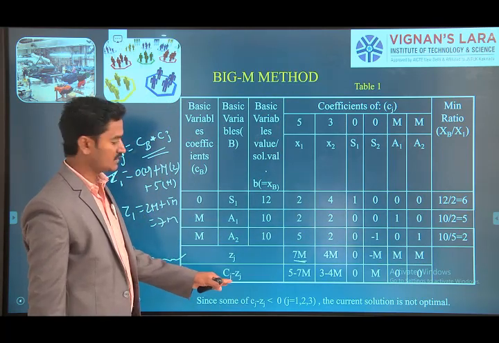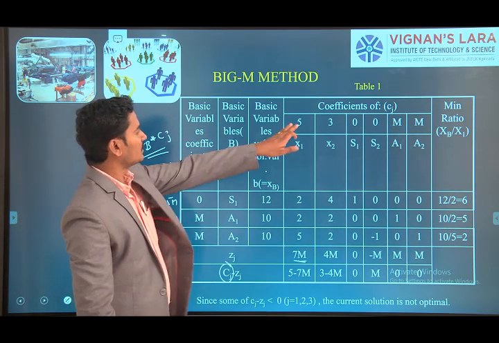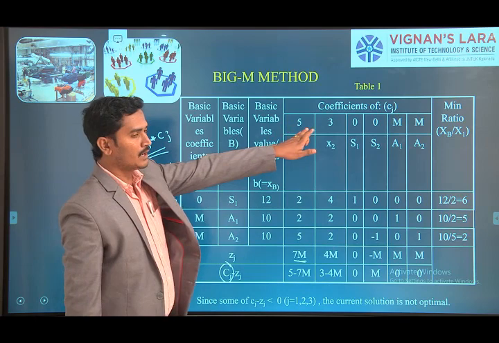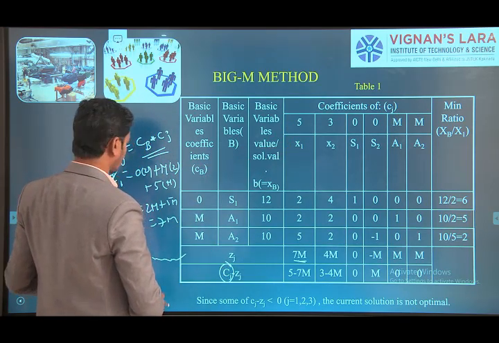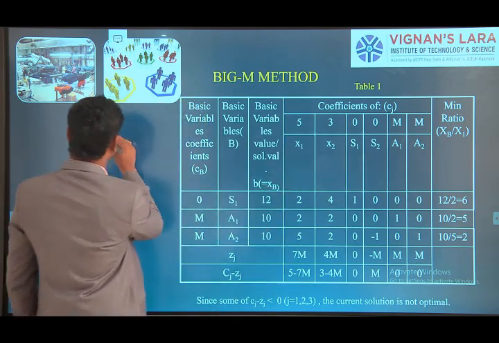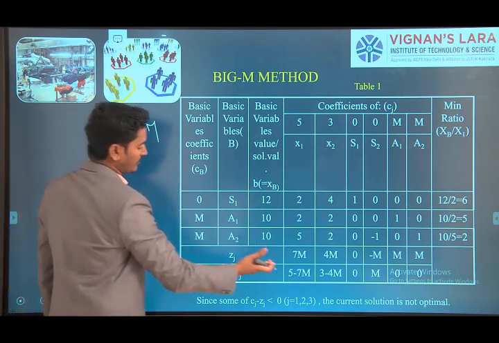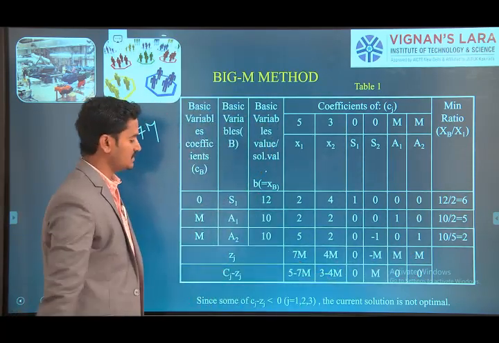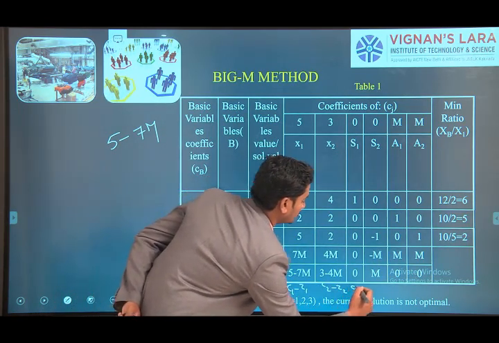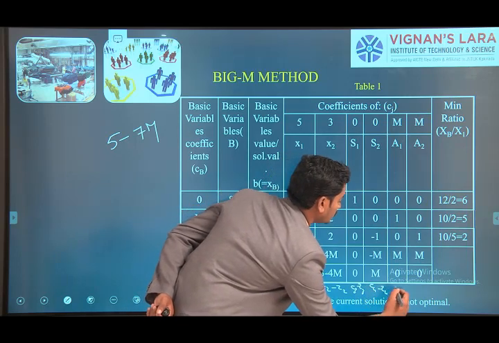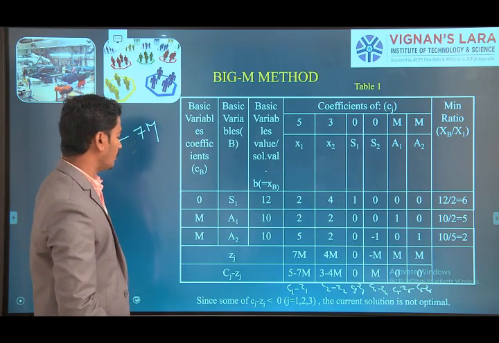Next, coming to the Cj minus Zj. Here we have the Cj value. What is the Cj? Cj is the coefficient value of the objective function. So coming to the first row, Cj is 5 minus Zj is 7M. Likewise, we find Cj minus Zj for all columns. It means C1 minus Z1, C2 minus Z2, C3 minus Z3, C4 minus Z4, C5 minus Z5, C6 minus Z6. Like that, we find all values.